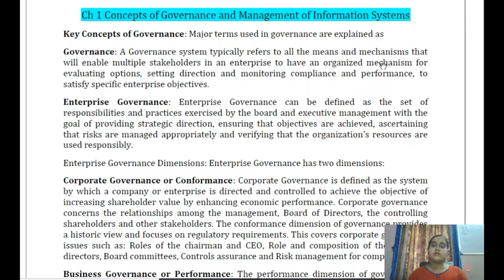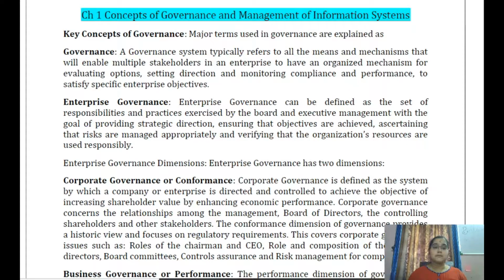To achieve an objective, we need to have a direction, we need to work on it, and we need to have some monitoring and compliance so that the organization can achieve its objective. That process is called governance. So a governance system typically refers to all means and mechanisms that will enable multiple stakeholders in an enterprise to have an organized mechanism for evaluating options, setting direction, and monitoring compliance and performance to satisfy a specific enterprise objective.